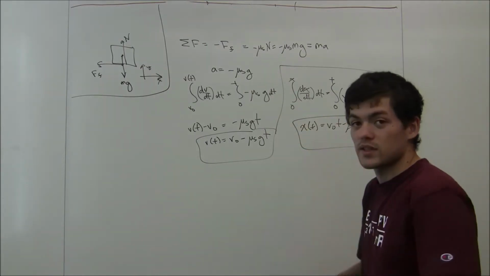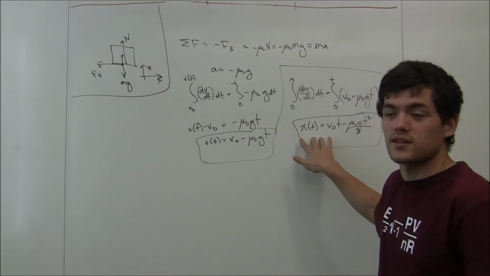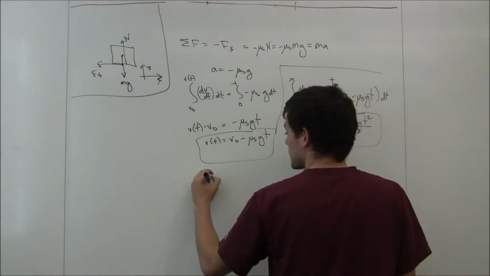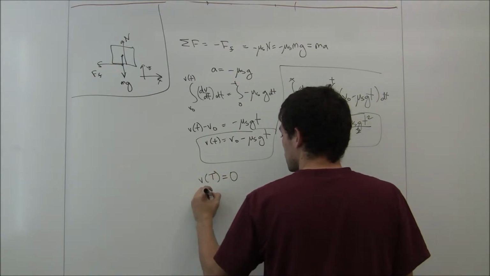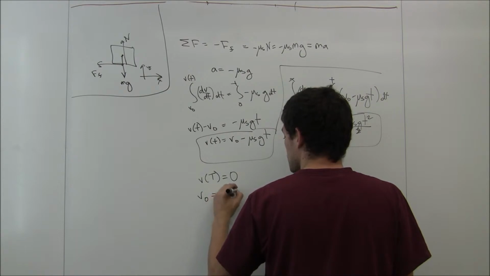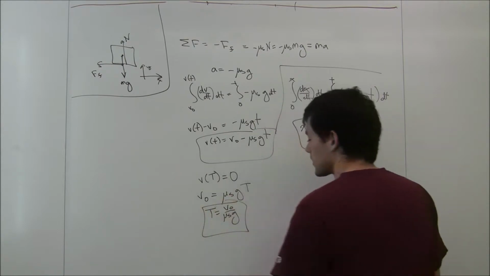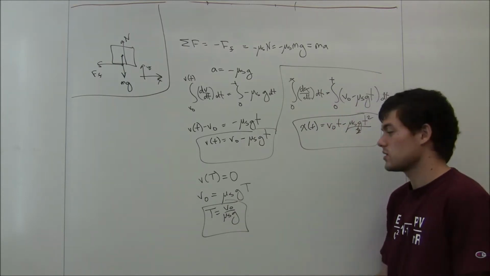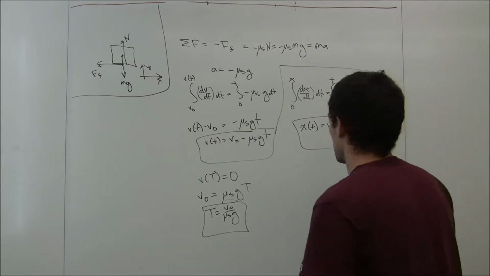So now, in order to use this, we need to find the stopping time, big T, because that's going to tell us what distance we've gone after that time. So for that, we're actually going to use this. v at time big T is equal to 0, which tells us that v naught is equal to mu sub s times g times big T, and big T is equal to v naught over mu sub s g. And that makes sense, right? Because if it starts with v naught and it's decelerating at a rate mu sub s times g, it's going to take the ratio of that in time before it comes to a halt.